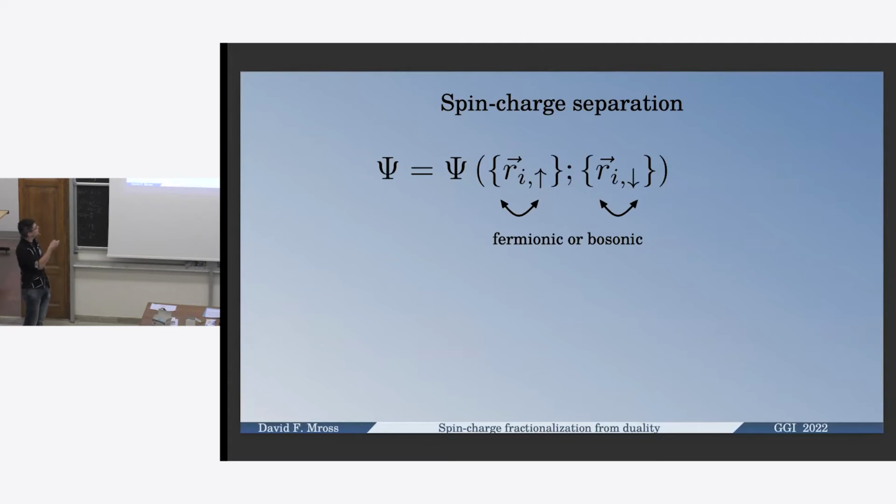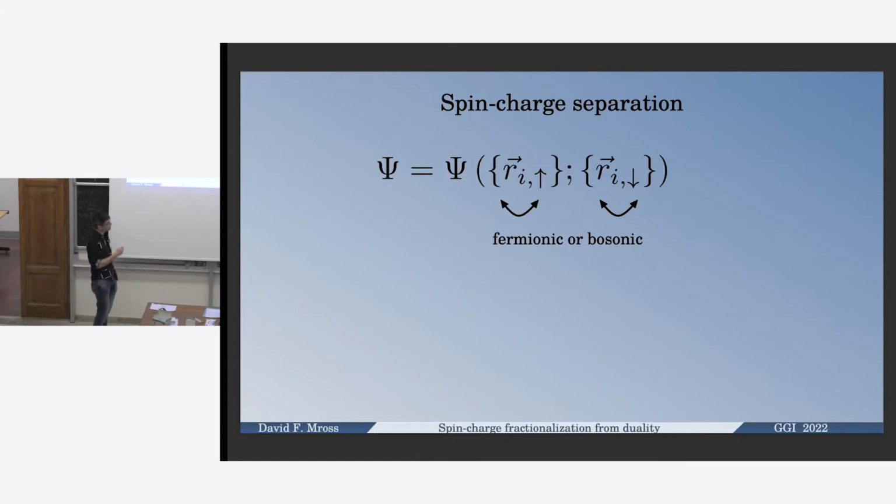So this is some wave function, my many-body state. It has coordinates for all the up particles and the down particles. And if I have fermions or bosons, then it will be antisymmetric or symmetric under interchanging these coordinates. But there will be no specific property about interchanging up spins or down spins because they are distinguishable, right?